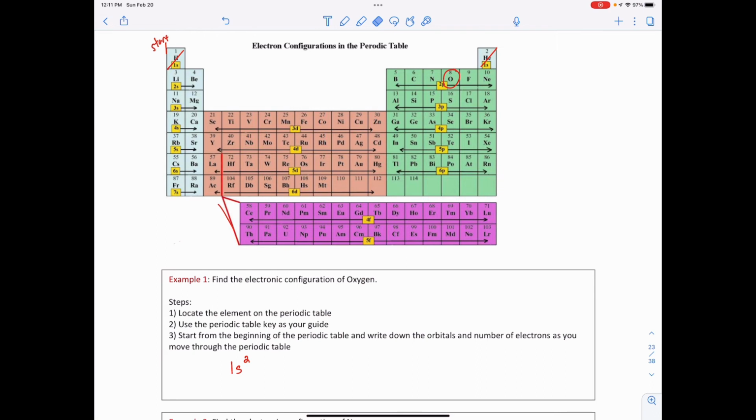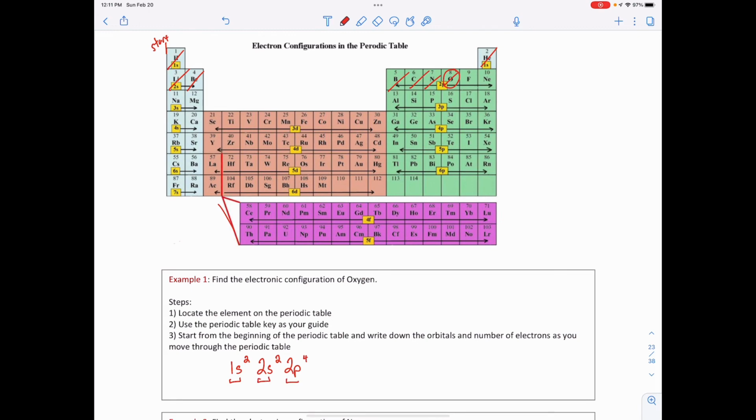Next, I have my 2s, which is the next orbital I see. I'm going to cross out both of these, meaning there are 2 electrons in my 2s orbital. The next thing I have is 2p, and to get to oxygen, I'm going to cross out 1, 2, 3, 4. So of the p orbitals, even though I have the capacity to hold 6 electrons, I'm only occupying 4 electrons.